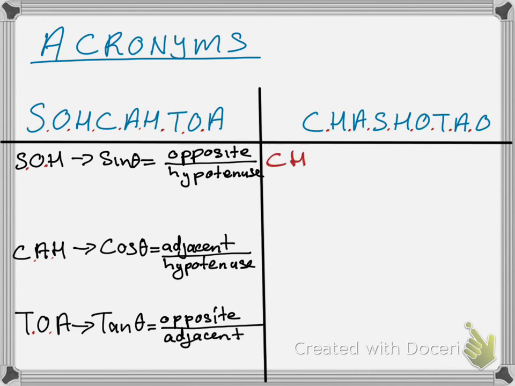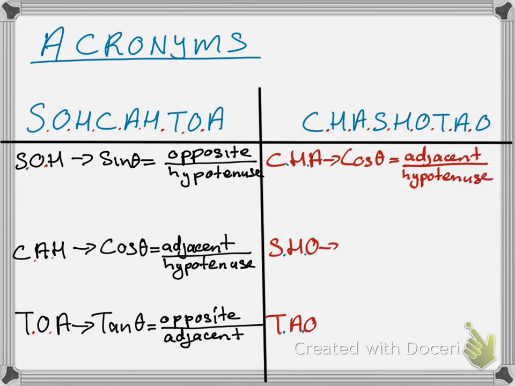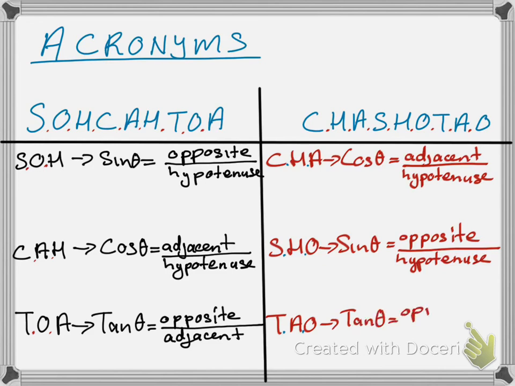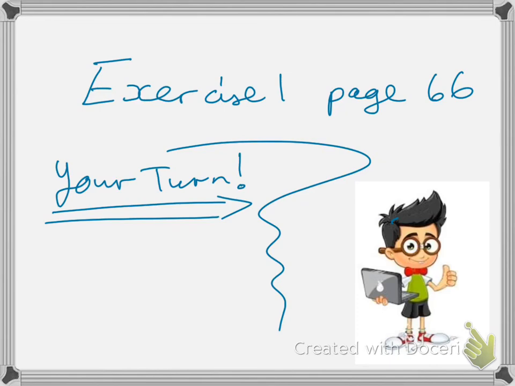And then CHASHOTAO is another acronym which you can use. You use the acronym which works best for you, which you remember fast. For CHASHOTAO, we've got CHA, SHO and TAO. CHA stands for cos of an angle is equal to A for adjacent over H for hypotenuse. SHO is sine of an angle, the opposite side divided by the hypotenuse side. And TAO is tan of an angle, which is equal to the opposite side divided by the adjacent side. These are the summaries we can use when we want to remember these trig ratios.